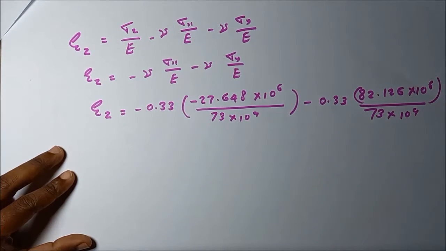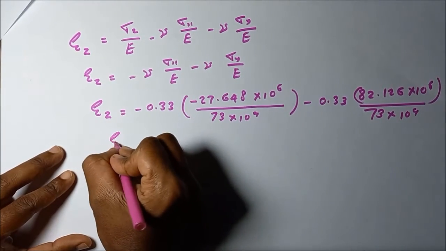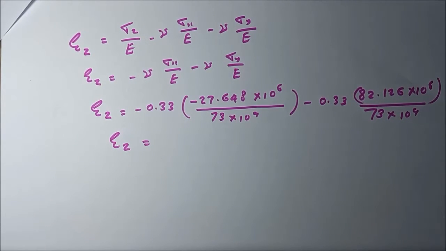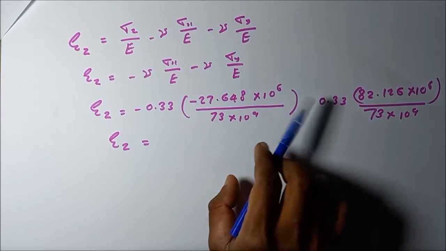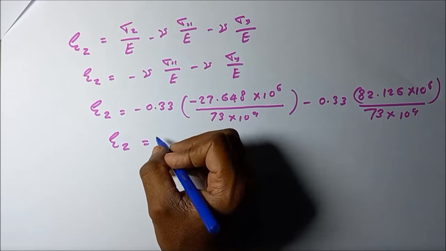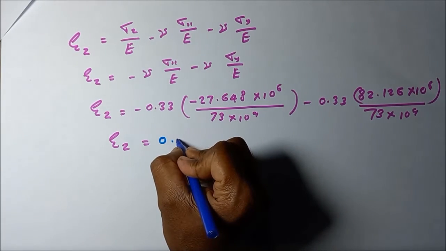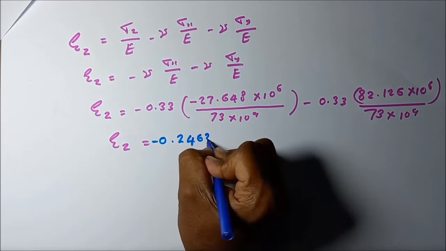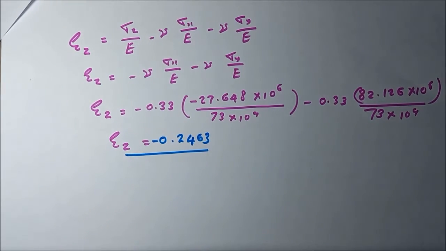Okay, so then you can see we can easily calculate the strain in z direction by simplifying this equation. I have already found that value. Here it is negative, negative, positive, but here it is a negative. That is equal to 0.2463, the strain in z direction.